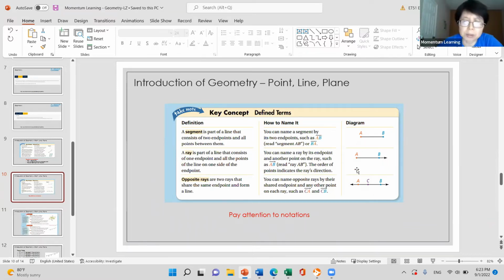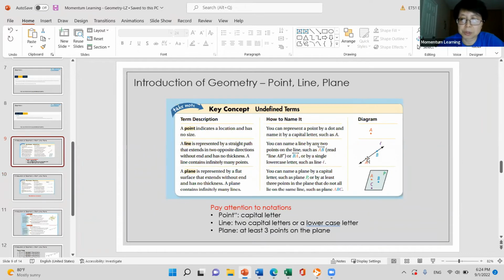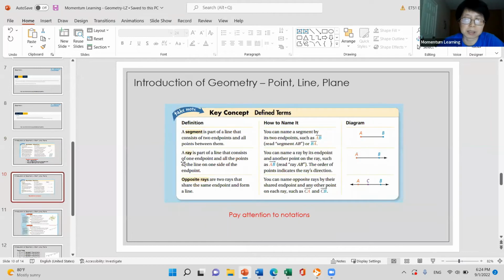So the order of your name, of your notation, indicates the direction. If you say the ray AB, you know A is the endpoint, and it goes this way. This is different from the line. The line, whether you say line AB or line BA, is actually the same. But the ray has a direction. Pay very much attention to this. The ray has a direction.